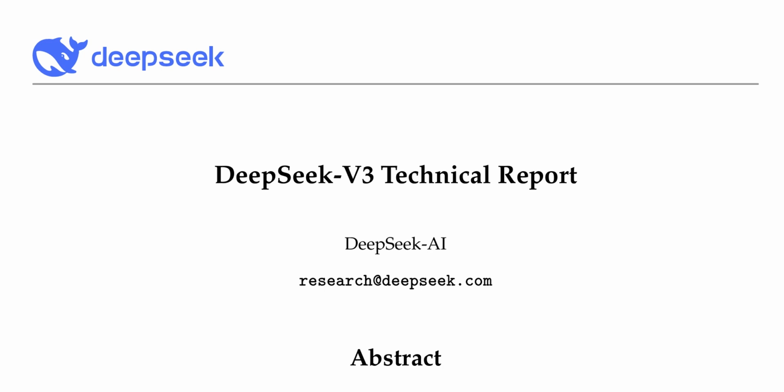The minimum deployment unit of the decoding stage consists of 40 nodes with 320 GPU. The attention part employs TP4 with SB, combined with DP80, while the MoE part uses EP320. For the MoE part, each GPU hosts only one expert, and 64 GPU are responsible for hosting redundant experts and shared experts.